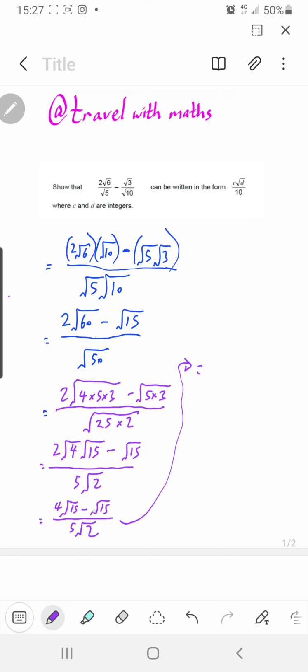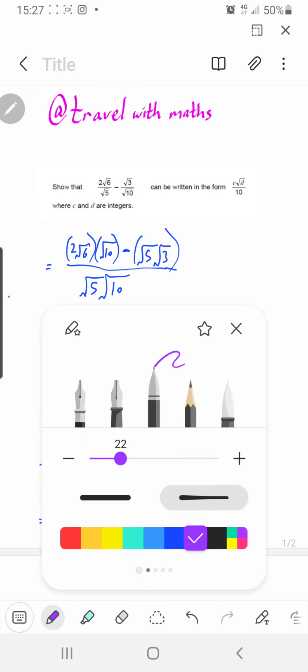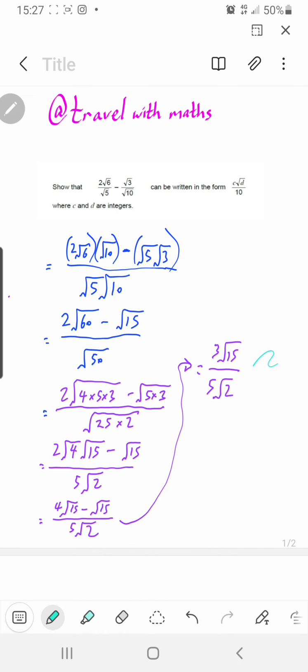So square root 4 is just 2. So 2 times 2 is 4. I have 4 square root 15, take away square root 15, divided by 5 square root 2. Carry this on. So, 4 square root 15 minus 1 square root 15 is 3 square root 15. And then I have 5 square root 2 below.